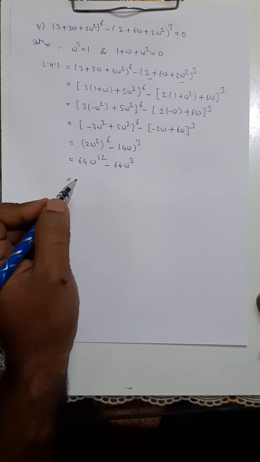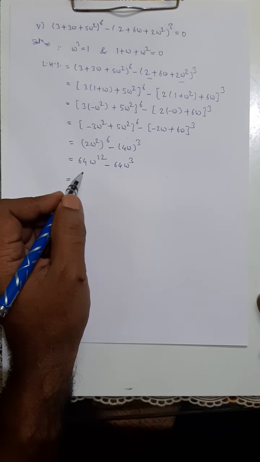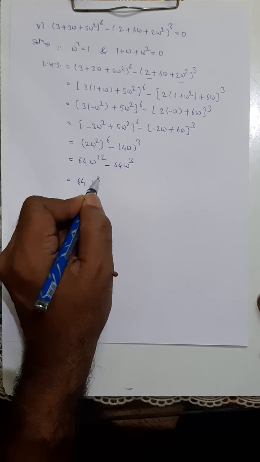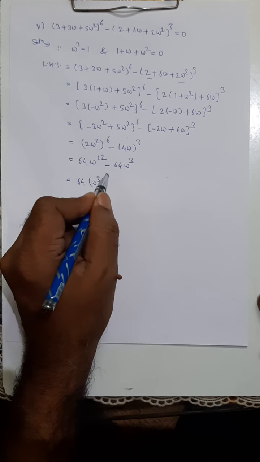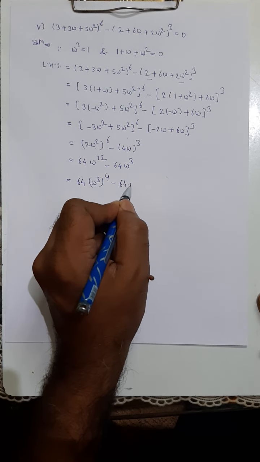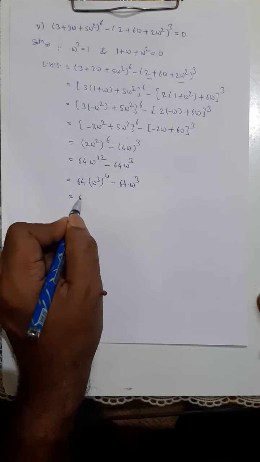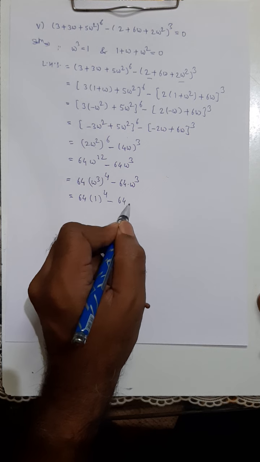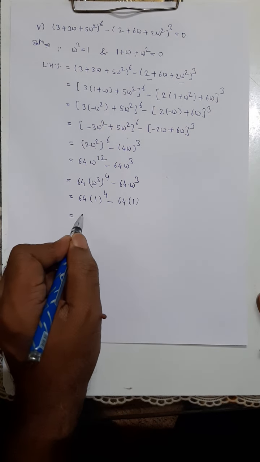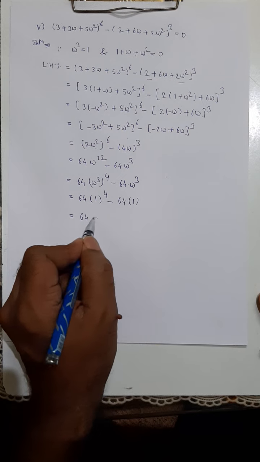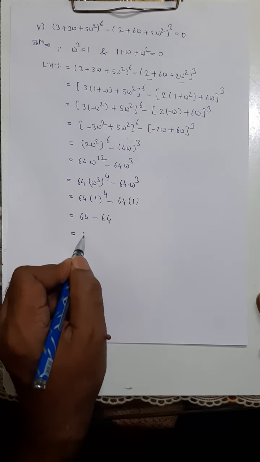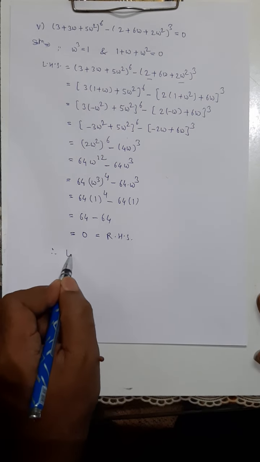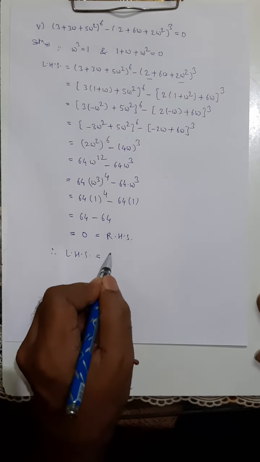We can take here common 64, or write like this: 64 omega power 12 can be written omega cube, its power 4, 3 into 4 is 12, minus 64 omega cube. So we get 64, value of omega cube 1, its power 4, minus 64 omega cube 1. So we get 64 into 1, that is 64, minus 64, and that gives 0, and that is nothing but RHS. Thus we have shown that LHS is equal to RHS.